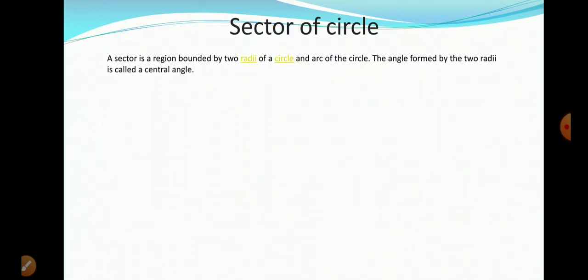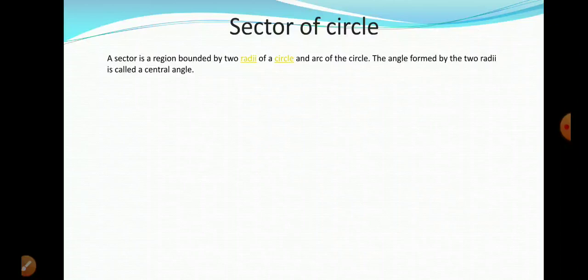Sector of circle. Now we will understand about the sector of circle. A sector of circle is the region bounded by two radii of a circle and corresponding arc of that circle. The angle formed by two radii is called center angle.